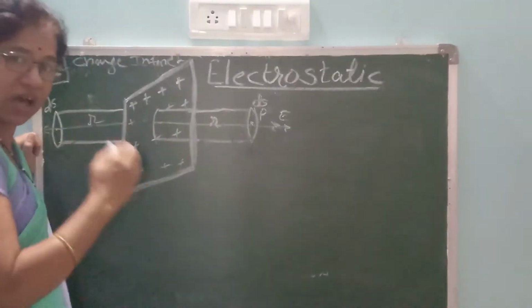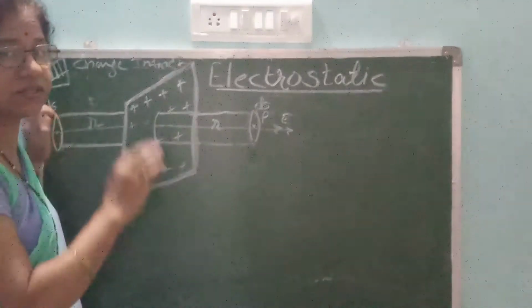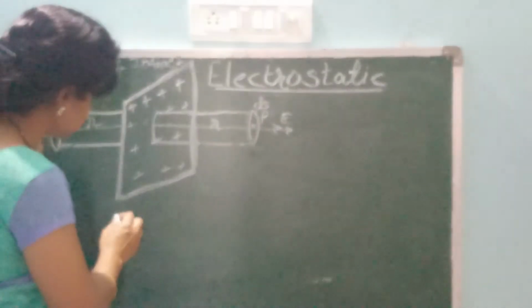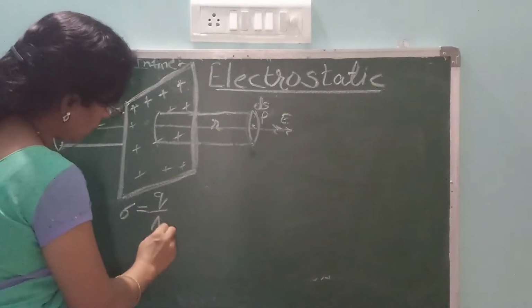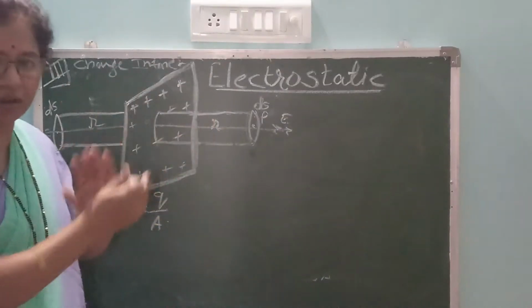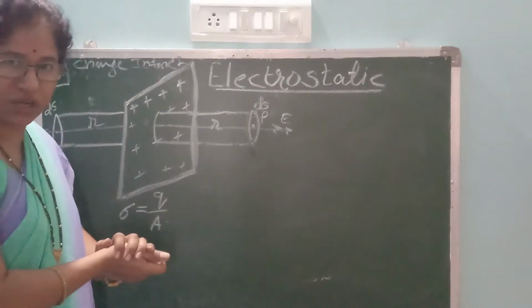Now the charge, that is the surface charge, we have given on it, so that charge we will say is the surface charge density. So sigma is equal to Q upon A. Then this plane sheet is placed in a medium, with permittivity epsilon.